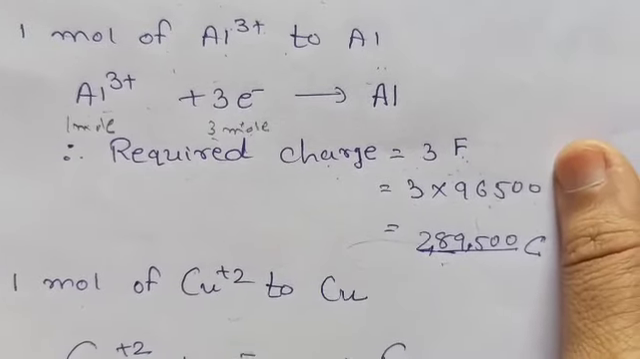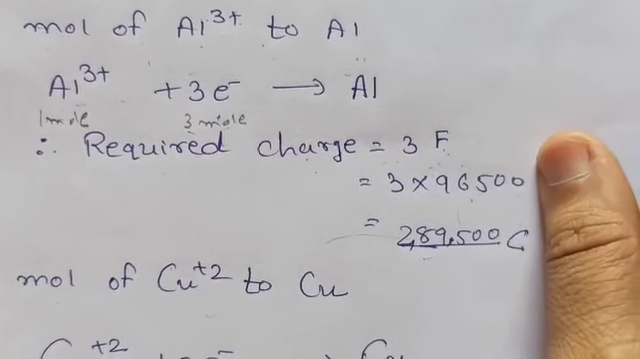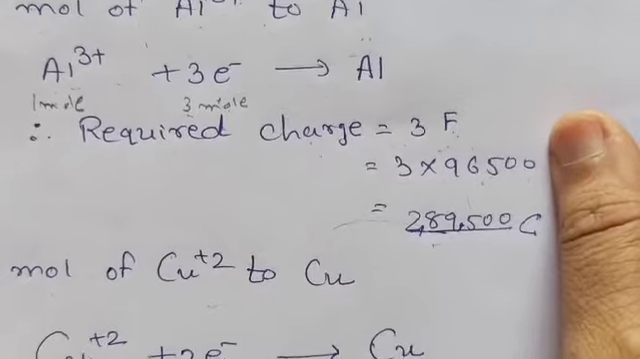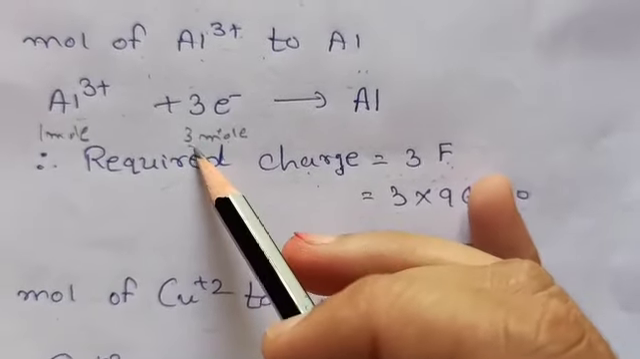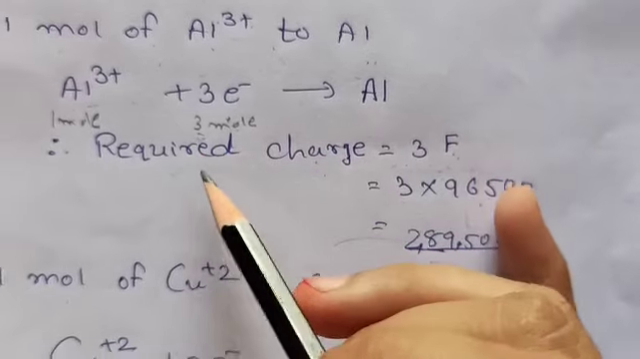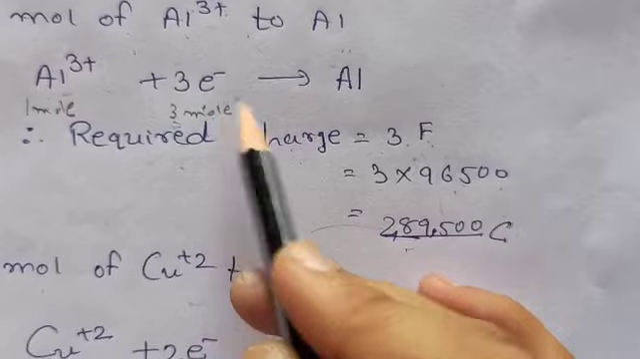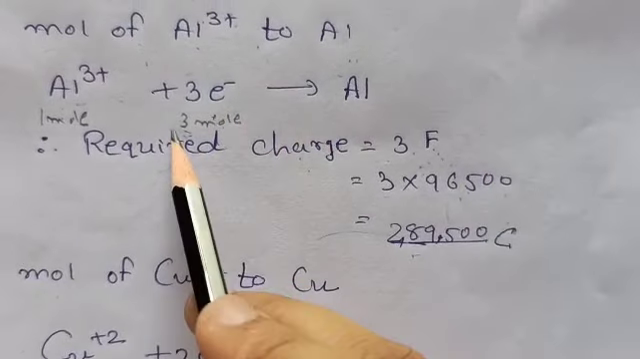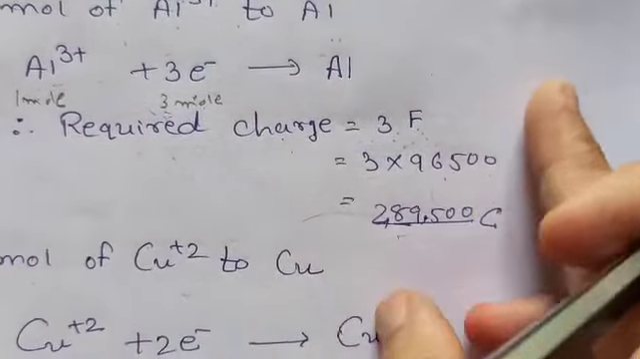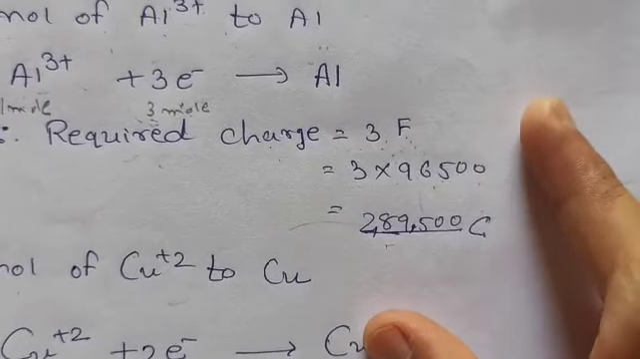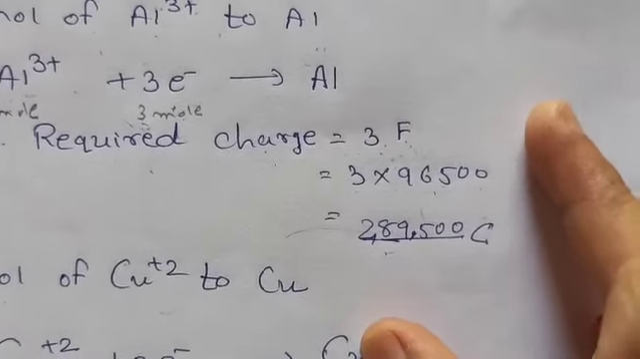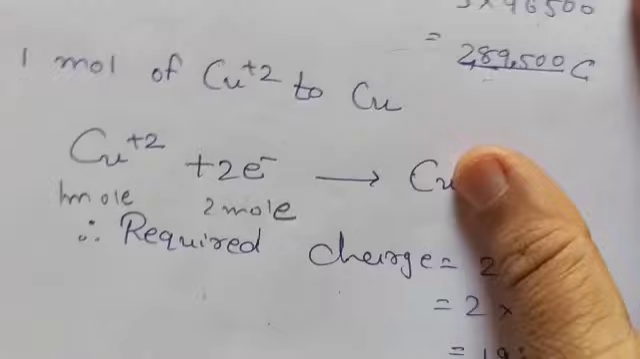For the reduction of Al plus 3, 3 electrons are required, so we can say that 1 mole of Al plus 3 requires 3 moles of electrons, meaning the required charge is 3 Faraday. Because 1 mole of electrons is equal to 1 Faraday, 3 moles of electrons equal 3 Faraday. Replace the value of Faraday and multiply by 3, and you will get the answer.